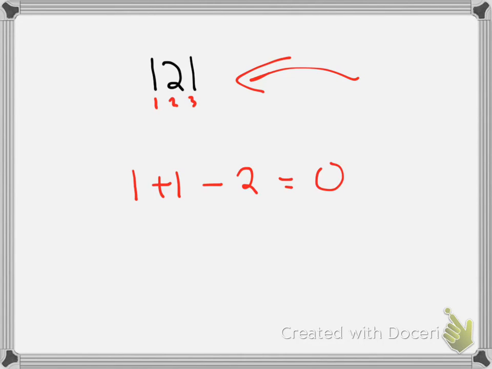Now your book goes through a really nice proof of that, and it's just like the proof for divisibility by 3 or 9.